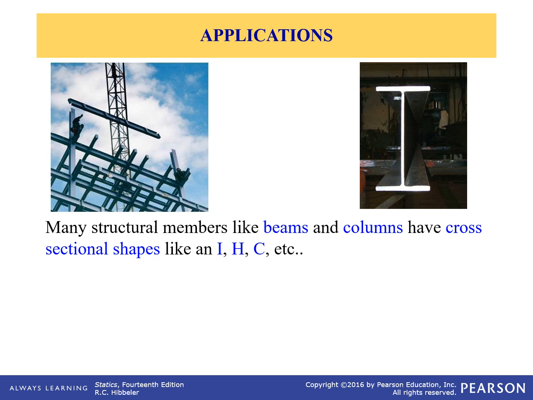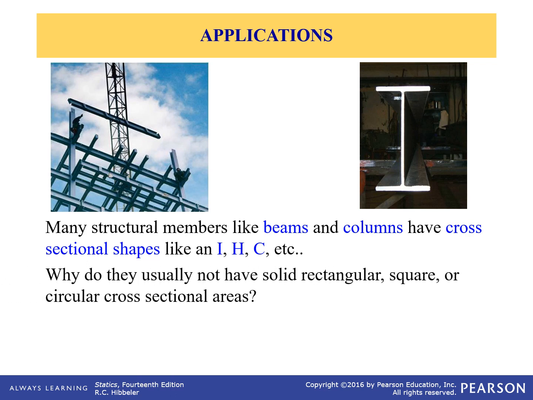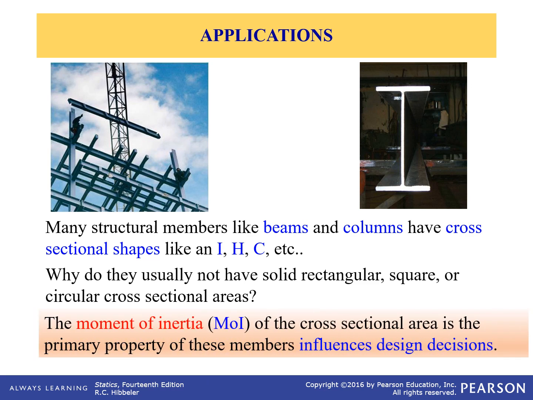So many structural members like beams and columns have cross-sectional shapes like the I-beam, H-beam, or C-channel. And why? Why do they not have solid rectangular, square, or circular cross-sectional areas? What primary property of these members influences design decisions? The answer is the moment of inertia of the cross-sectional area, which is the primary property of these members that influences the design decisions.